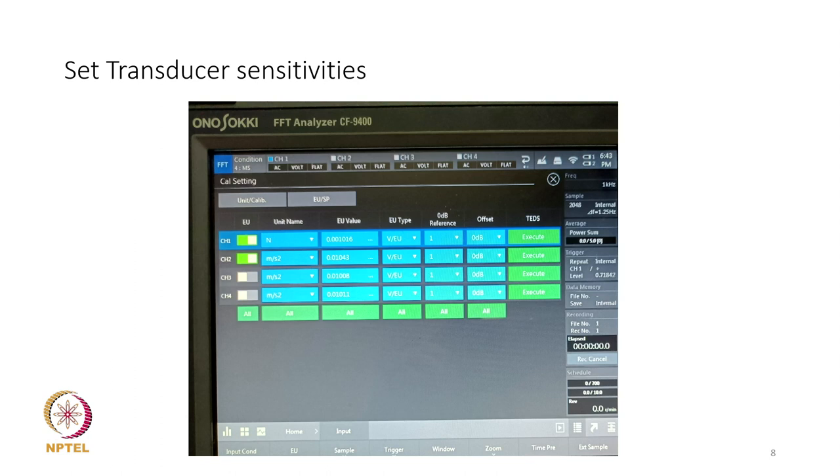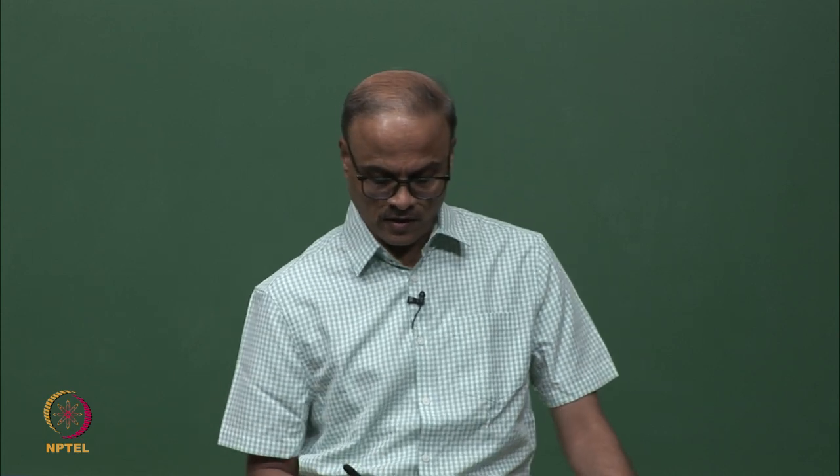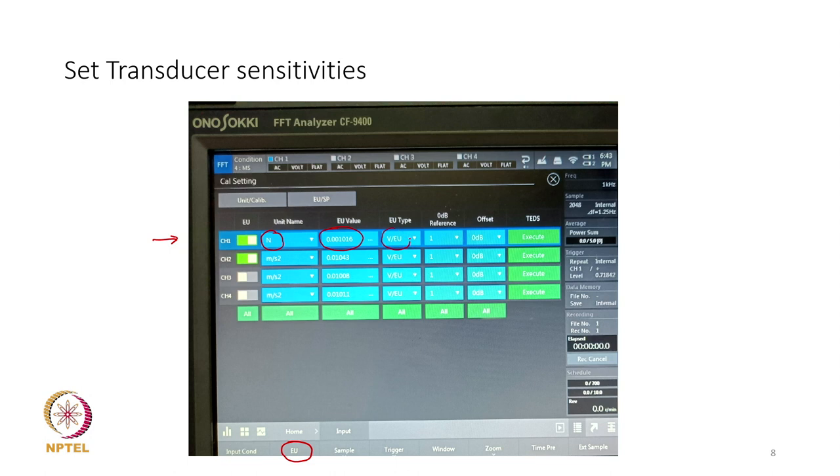You can see in the input section, now we are going to set the engineering units. For channel 1, the hammer output is being fed, and therefore the unit chosen for this channel is newtons, that is the engineering unit of the signal being received by that channel. Then we feed the sensitivity of the force transducer of the hammer in the engineering unit value section. Here we have given the sensitivity, which is 0.001016 volts per newton. And then we also indicate in the engineering unit type section that this unit indicates the voltage per unit engineering unit, which is newton in this case.